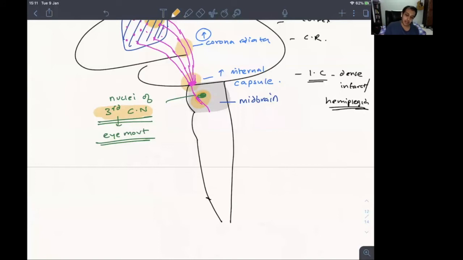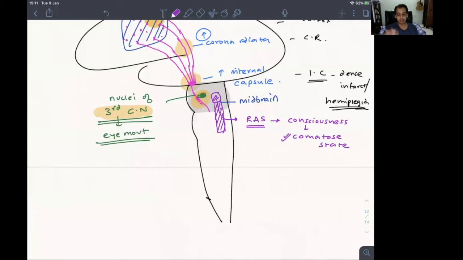Okay. And another thing that your midbrain has is something called the reticular activating system. And if this is involved, you will have a problem in your consciousness. So if there is a large midbrain stroke, it is more likely that a person will be in a comatose state. Now, the reticular activating system is not just in the midbrain, it actually extends all the way down. So any brainstem stroke can lead to a comatose state or a depressed consciousness state.